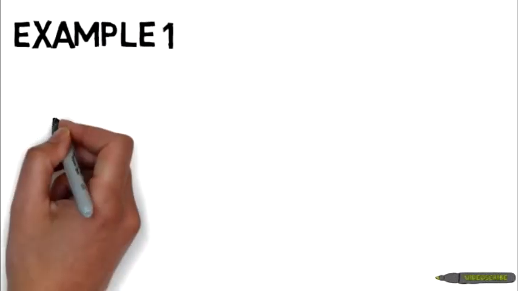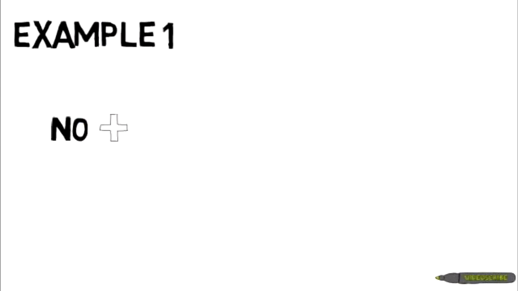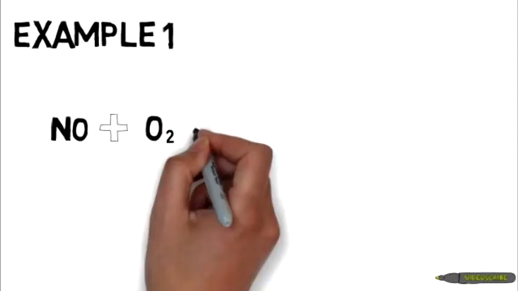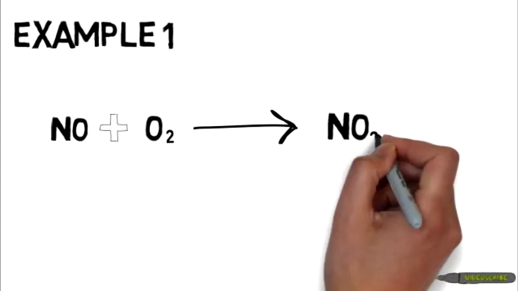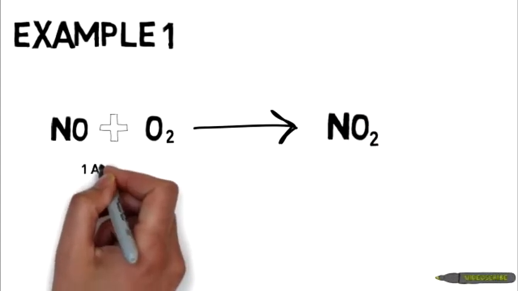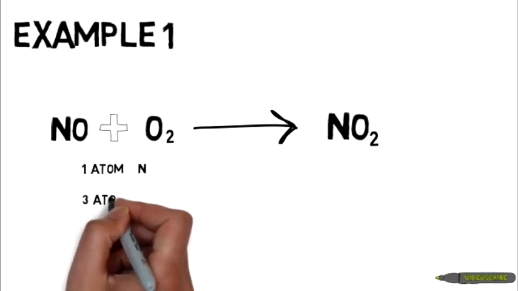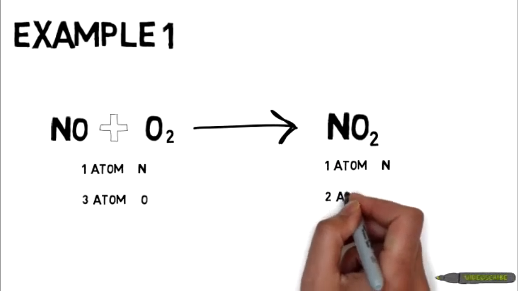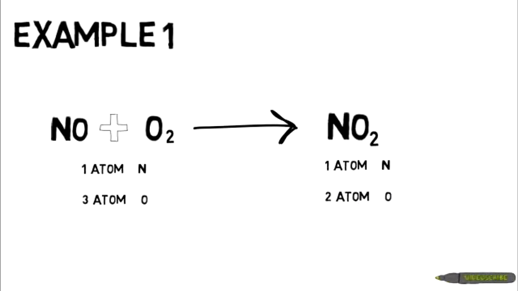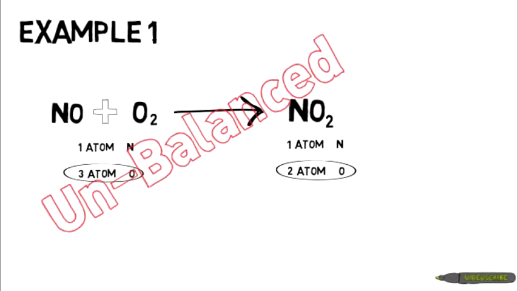In this first example, we have NO, which is nitrogen and oxygen, plus oxygen, which is O2 because it's a gas, and the direction of the reaction shows that we have NO2. If we look carefully, we see that we have one atom of nitrogen and 3 atoms of oxygen on the left side, and one atom of nitrogen and 2 atoms of oxygen on the right side. There is not an equal number of oxygen atoms on both sides, so this is an unbalanced equation.